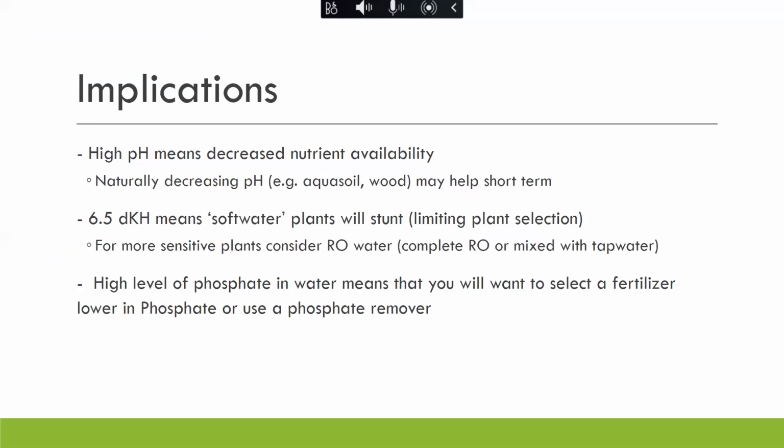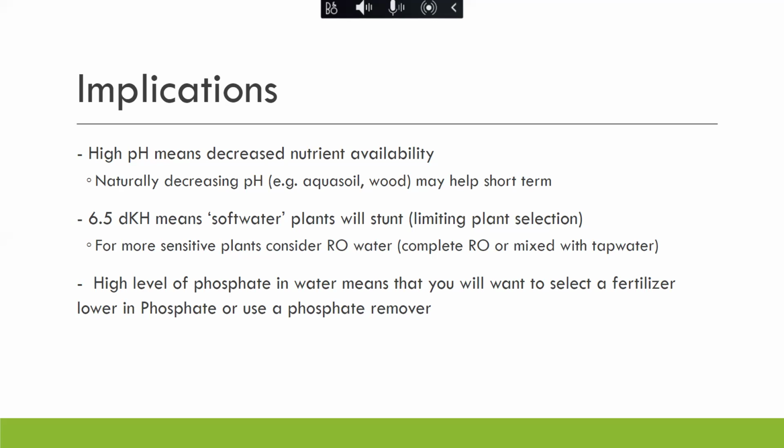Okay, so what are the implications, right? So that high pH means decreased nutrient availability. So using methods to naturally decrease the pH, like adding aqua soil, some wood can actually leach some tannins and humic acids. Those are really beneficial. Botanicals, right? We were talking about botanicals earlier, Beth. Can also release natural humic acids and things into your tank. So naturally decreasing pH may help short term. I wouldn't recommend doing anything like adding pH down or other things to try to decrease your pH, but it's something to be aware of and monitor.